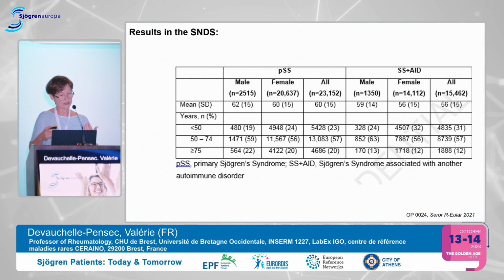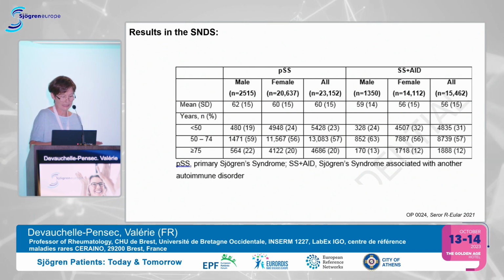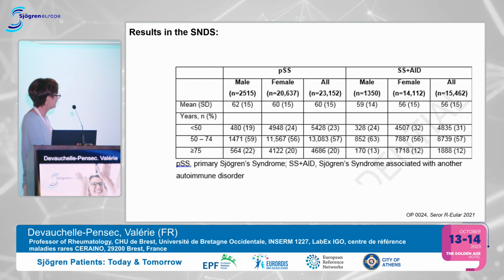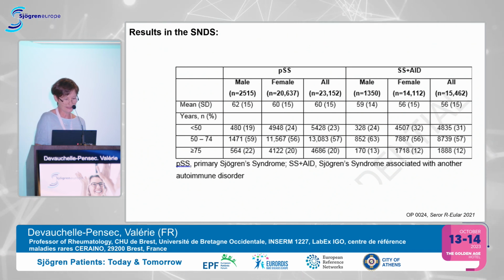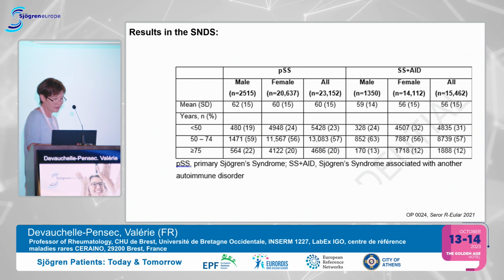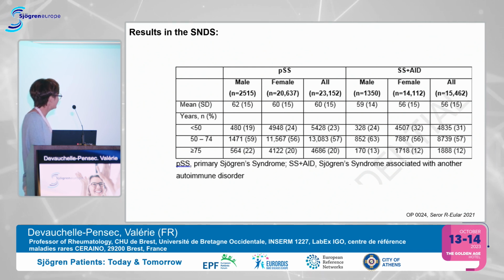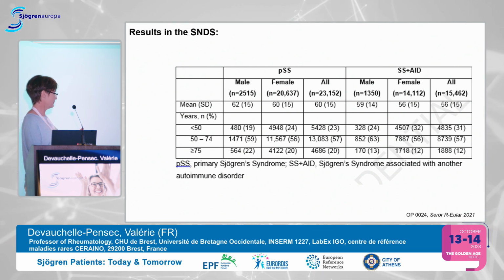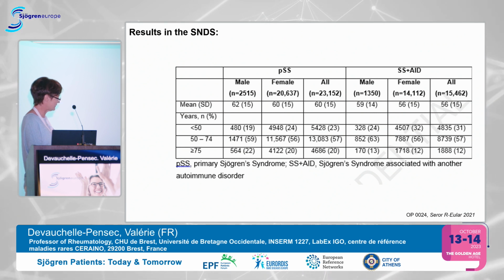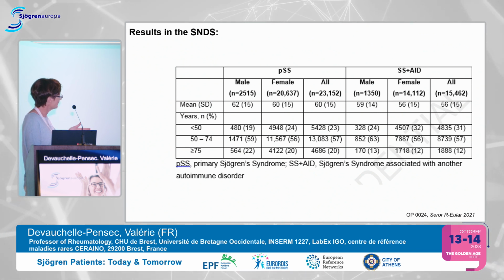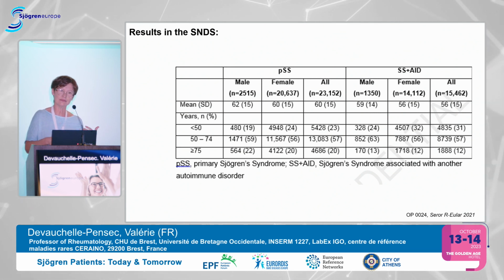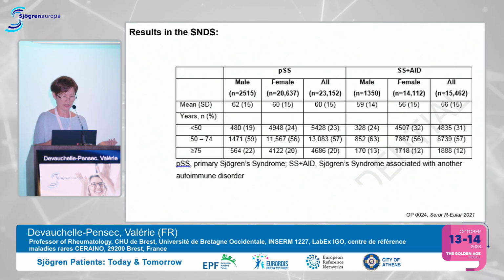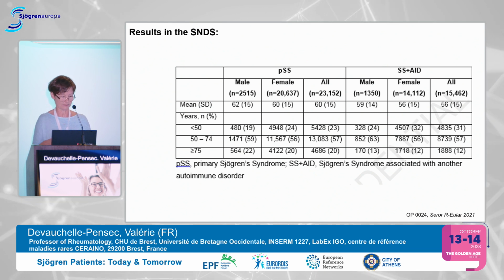What I can show you, we had a lot of results, so I cannot show you everything. I just show you, for example, patients with isolated Sjögren disease. You can see that the ratio of men and women seems to be correct. And if we look at Sjögren with other autoimmune disease, the ratio is quite the same, but it seems to happen earlier than with Sjögren disease alone.